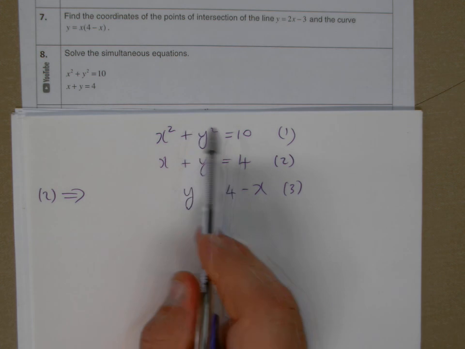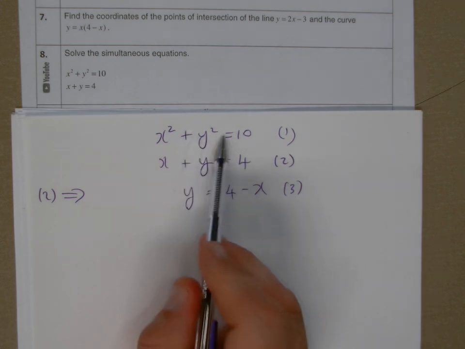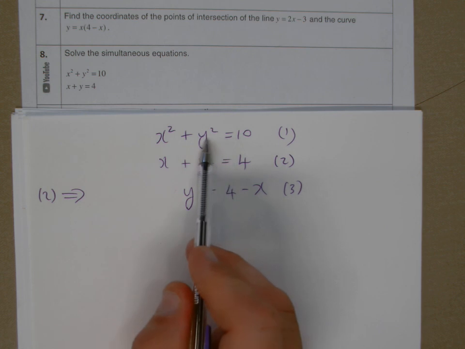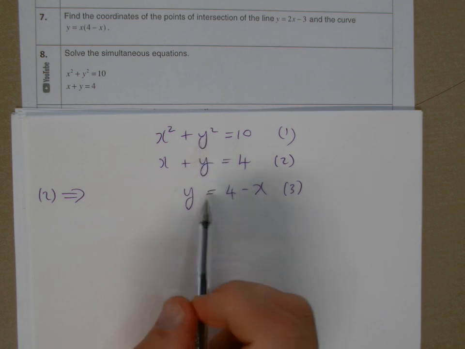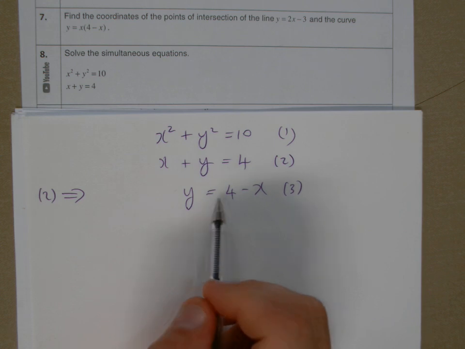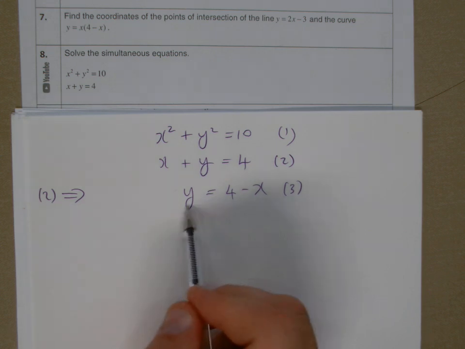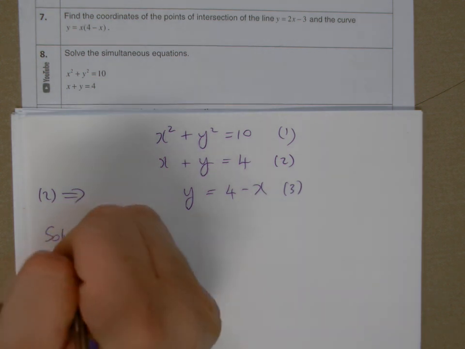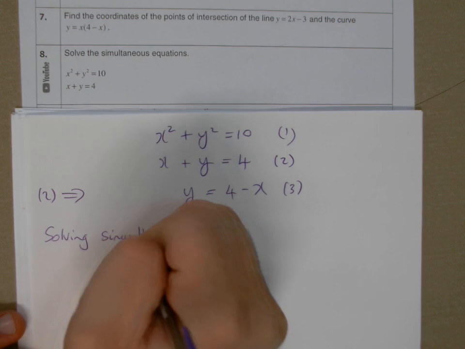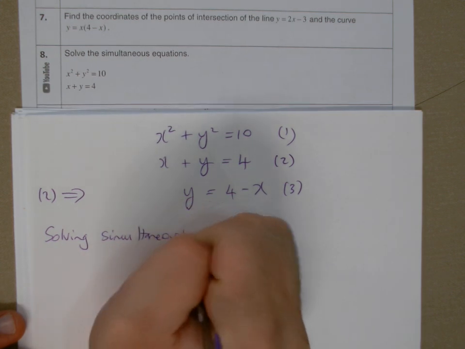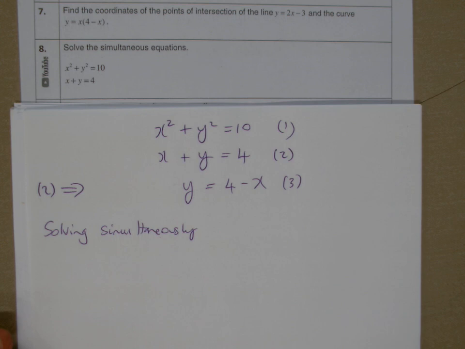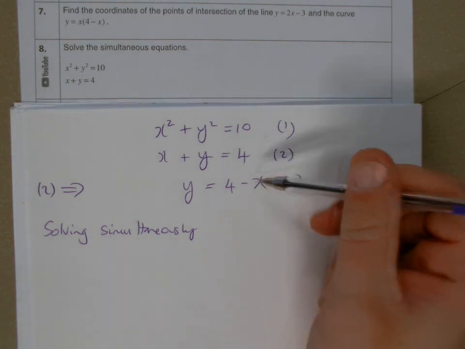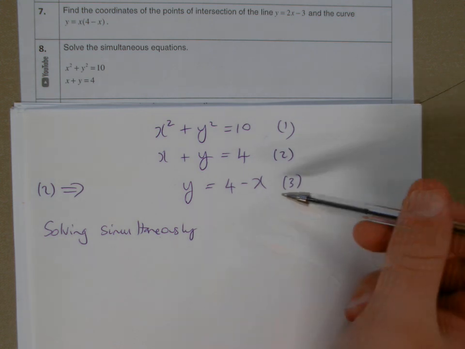Now, I haven't got y equals in equation 1, just like we had in the earlier questions. But what I can do when I solve simultaneously is substitute in an expression for y from what I've got in equation 3. When we solve simultaneously, the y values will be the same for both equations, and the x values will be the same when we get our results out.